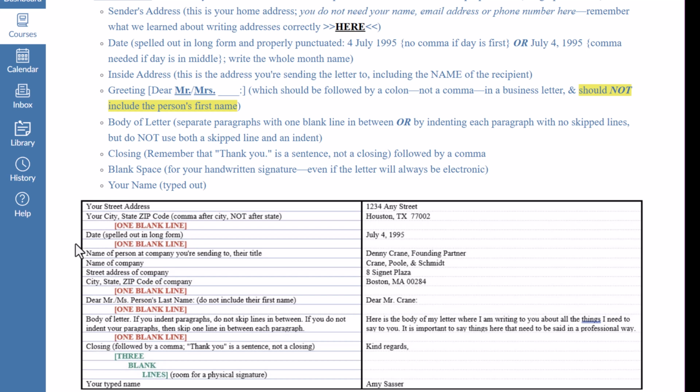Then you're going to skip one line, and you're going to give me the name of the person you're writing your letter to, and the next line, the name of their company, and after that, the street address of the company, and after that, the city, state, and zip code. Then again, you will skip one line.